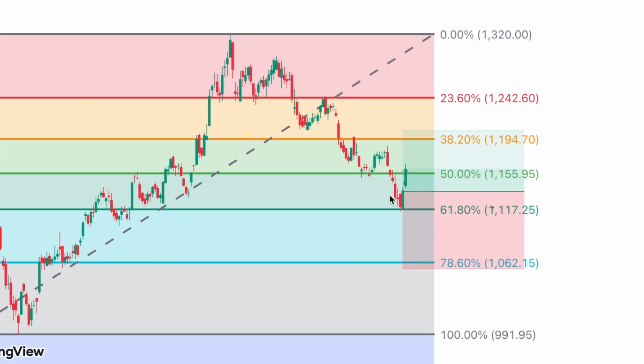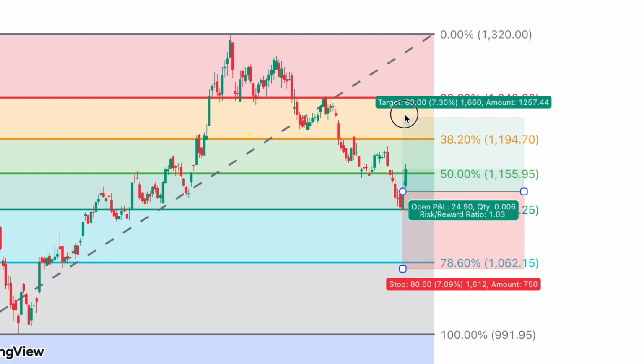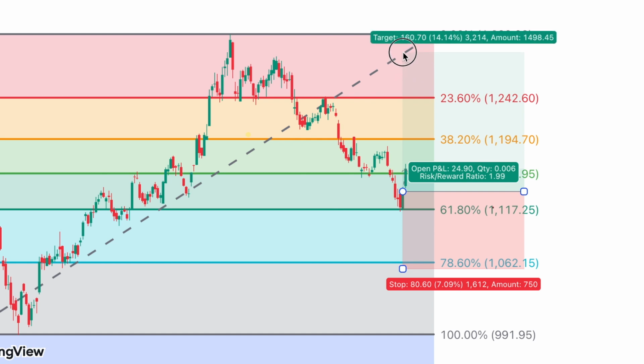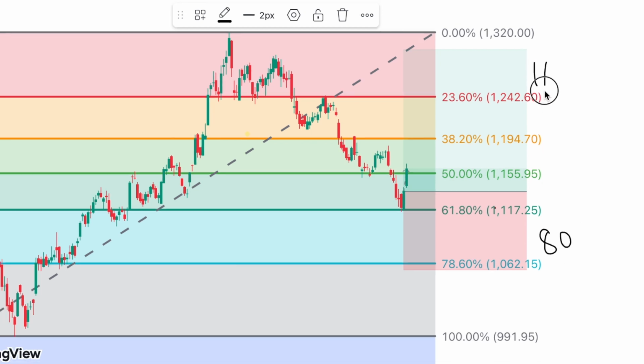Now let's talk about profits. Always aim for a risk to reward ratio of at least 1:2 or higher. For example, on this chart, your stop loss is just below the 78.6% level. Let's say about 80 points, right? That means your profit target should be at least 160 points or more.